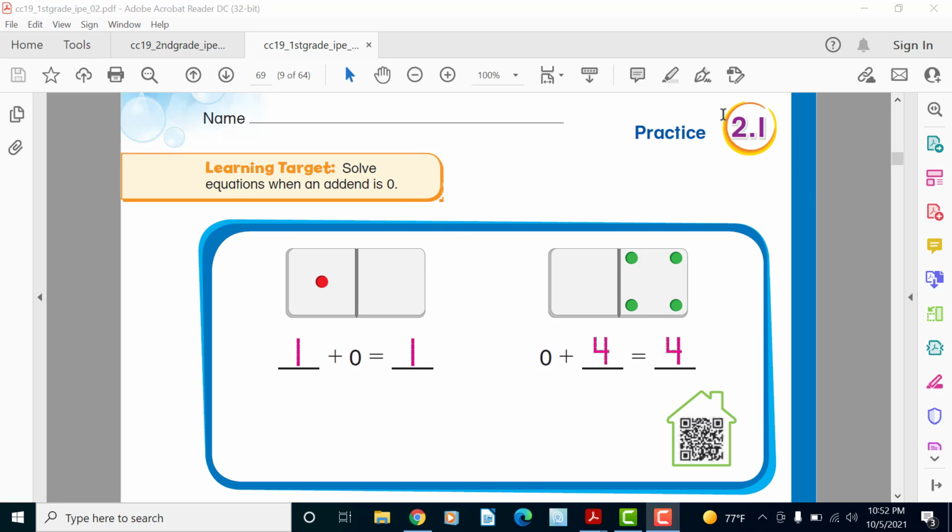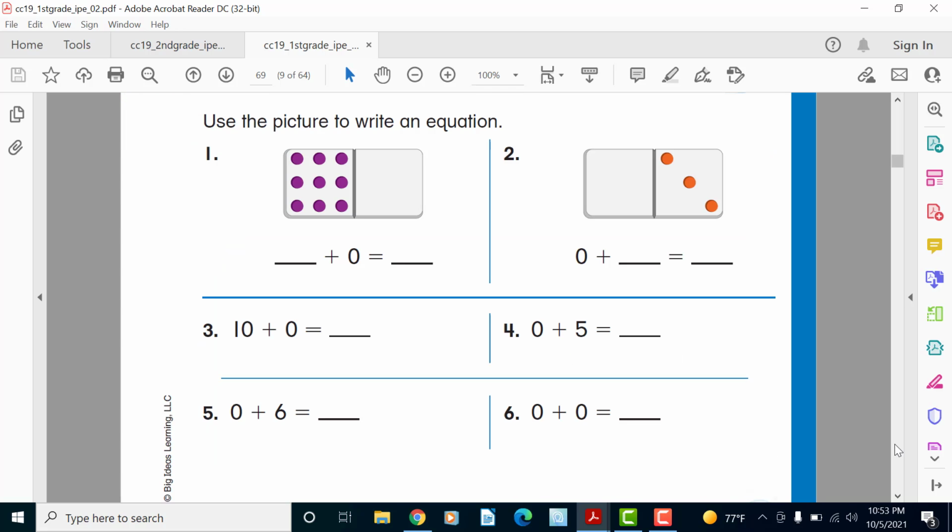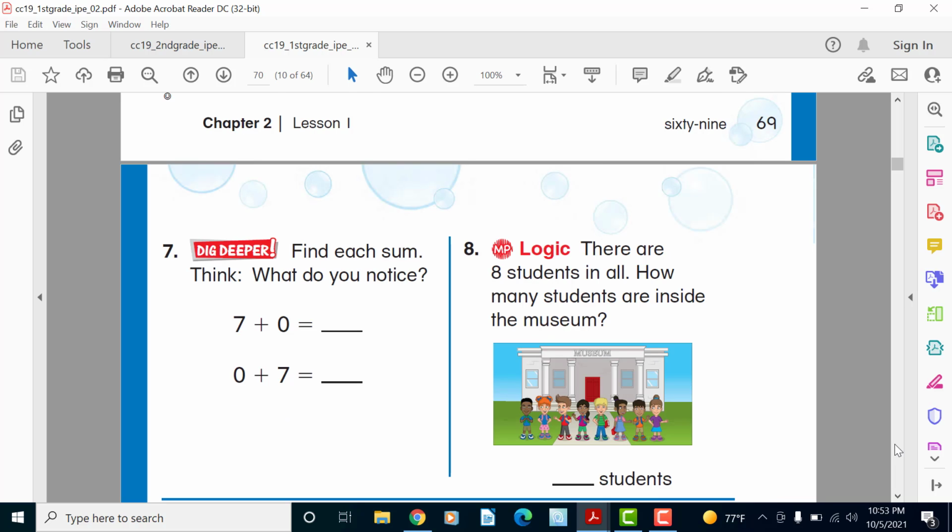Of course, we're going to start here with the review of 2.1, reviewing what we did yesterday, some practice. But we want to always review our target here, the thing we're trying to learn out of this. Solve equations when an addend, the things you're adding together, is 0, right? This is what we did yesterday. One of the things we're adding is a 0. Not very hard. Go ahead and pause the video, finish this page.